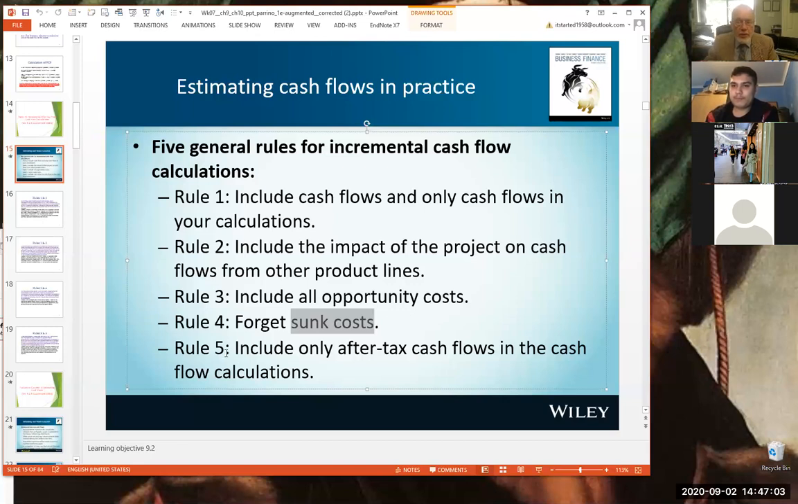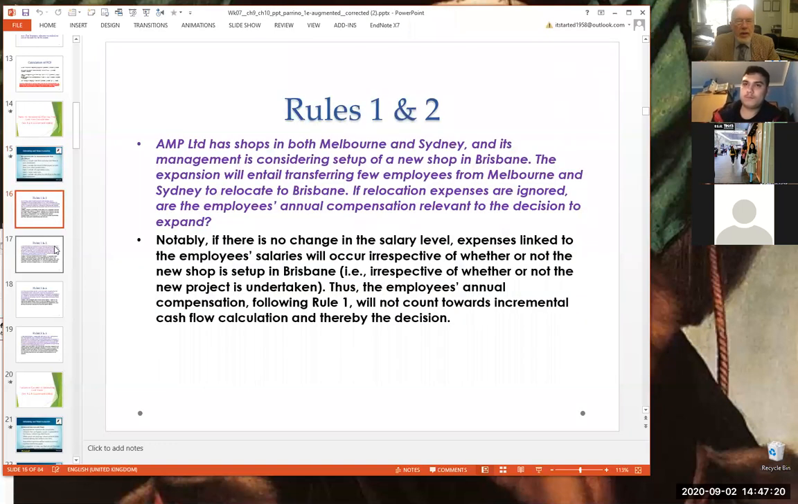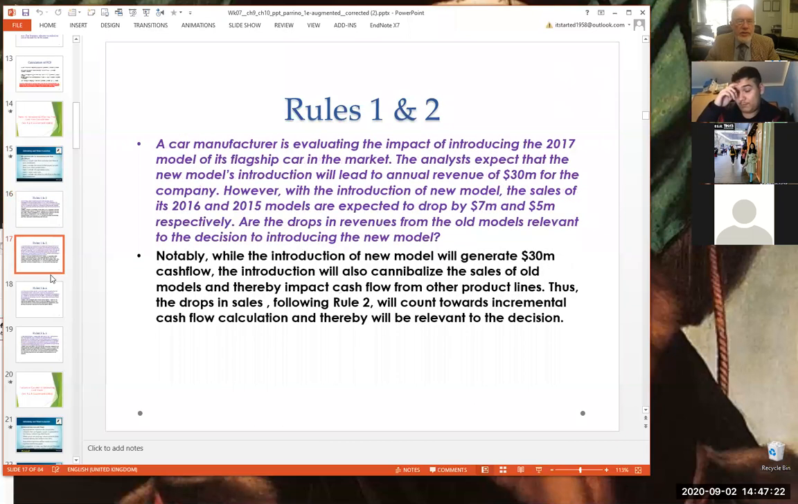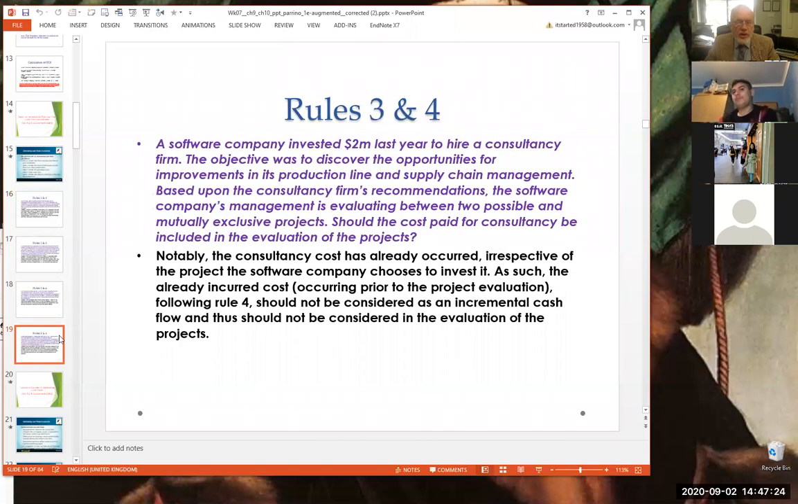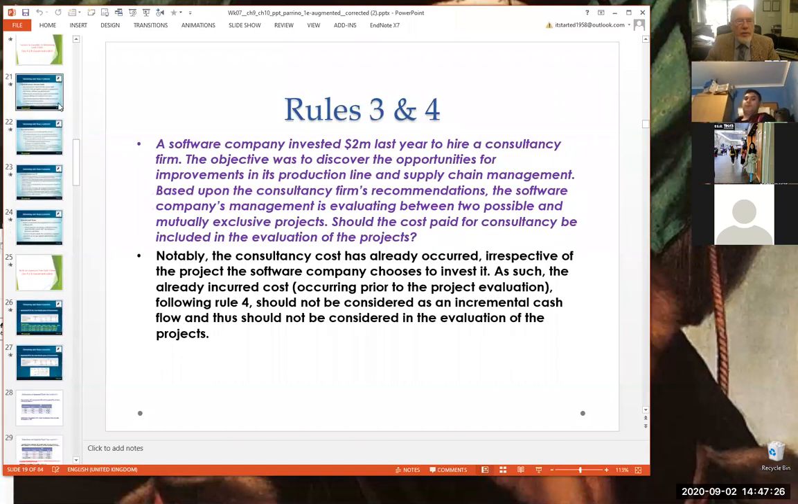Rule 5, include only after-tax cash flows in the cash flow calculation. The reason is that ultimately it's only the cash that goes into your pocket, which is after tax. That one should be obvious. It's handy. I'll get you to read through these. These are useful examples to read in your own time. They're nice.